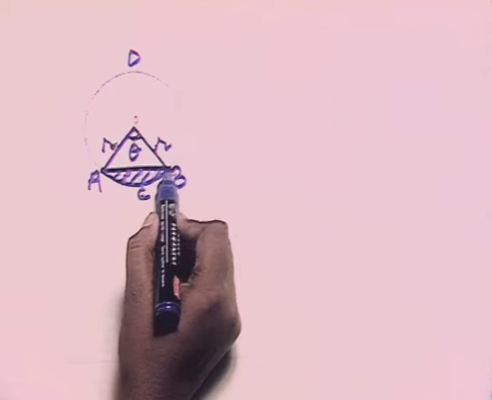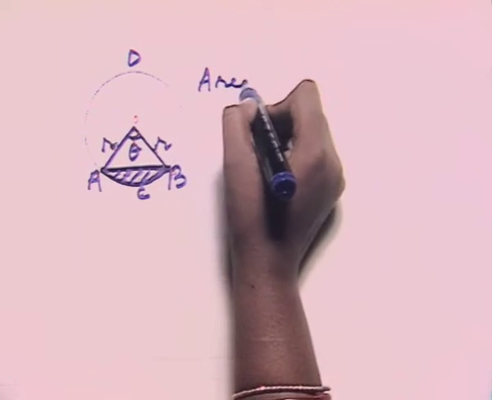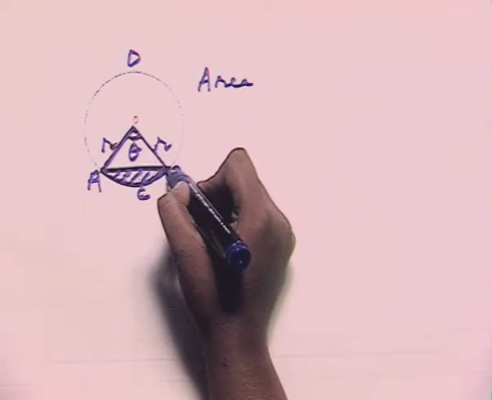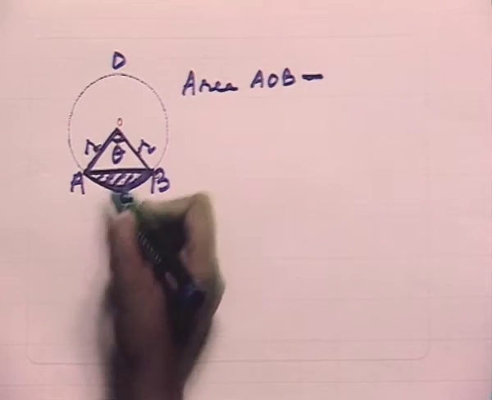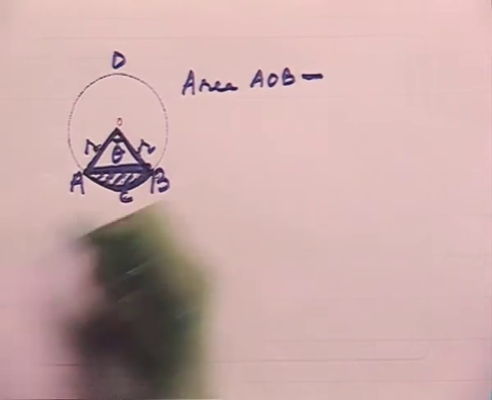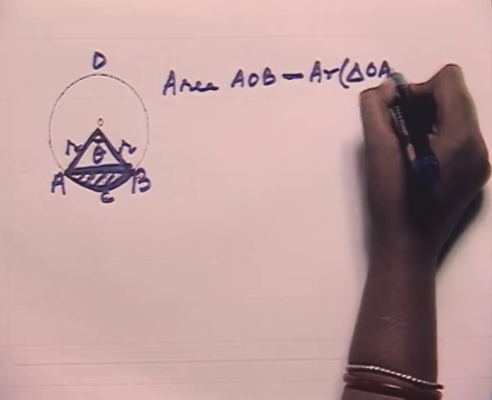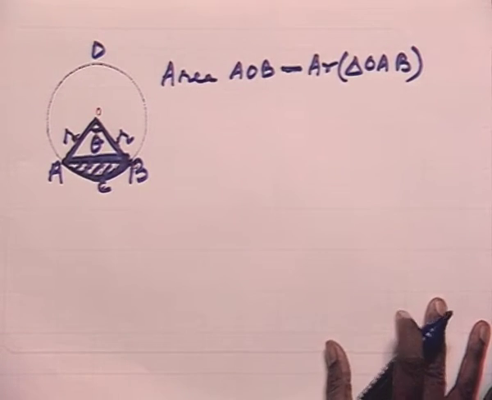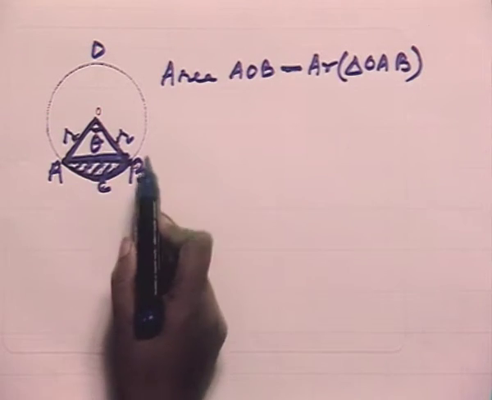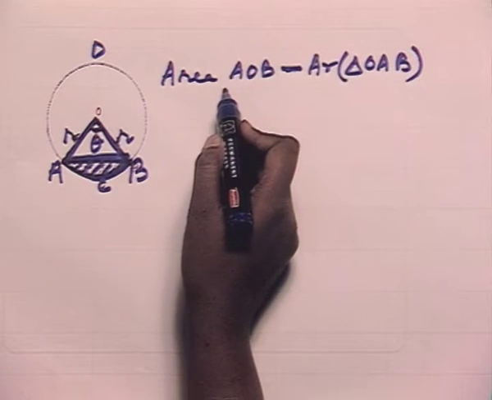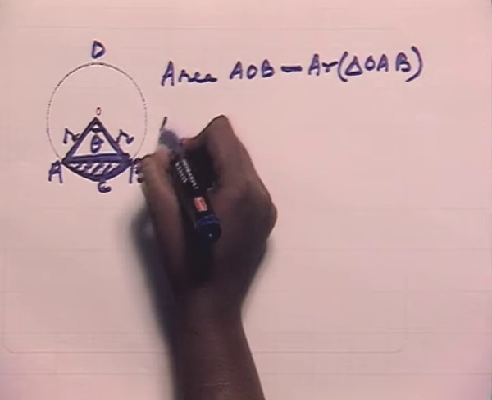The area of this segment ACB is now equal to area of the sector AOB minus area of the triangle OAB. Now, if r is the radius of the circle and angle theta is the angle made by this sector at the center, then we know how to find out area of a sector. We are finding out area of this segment.